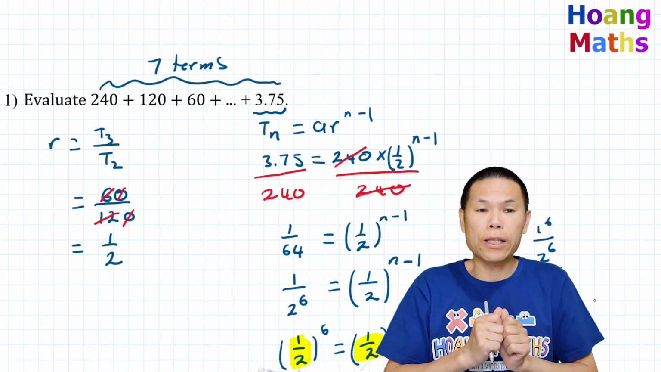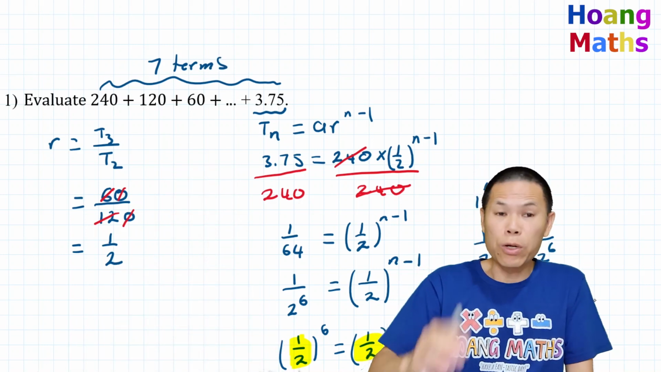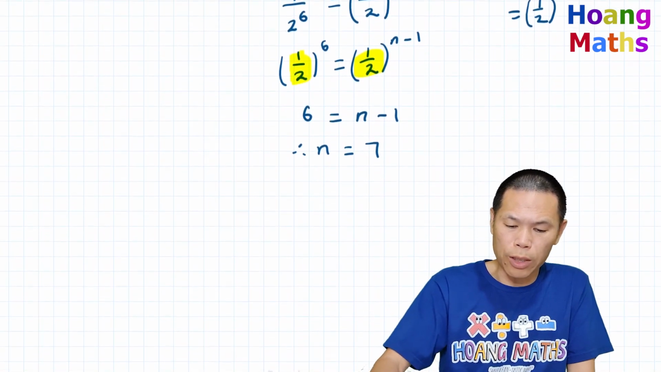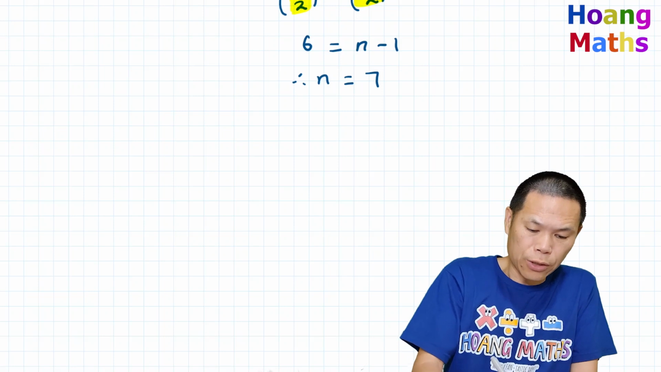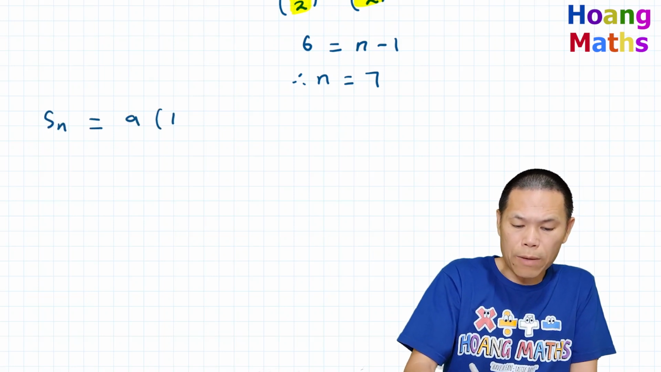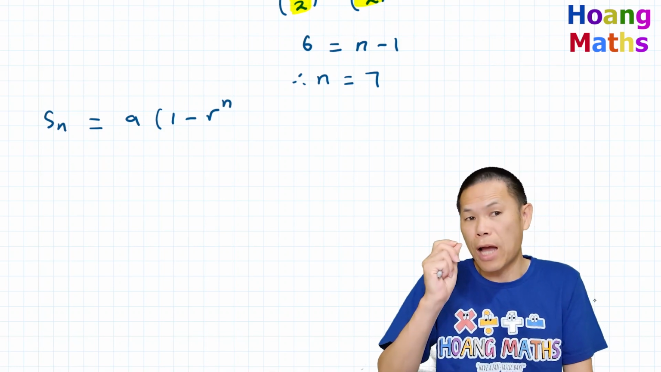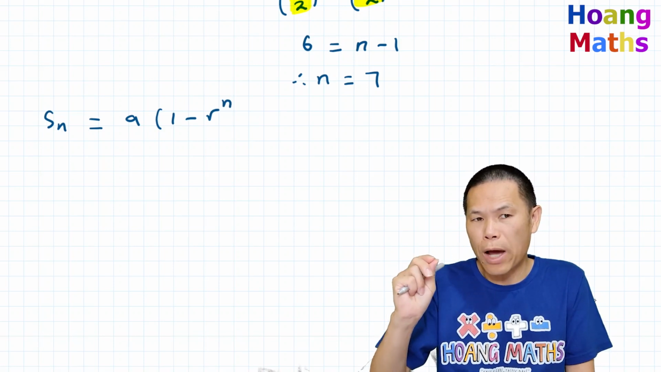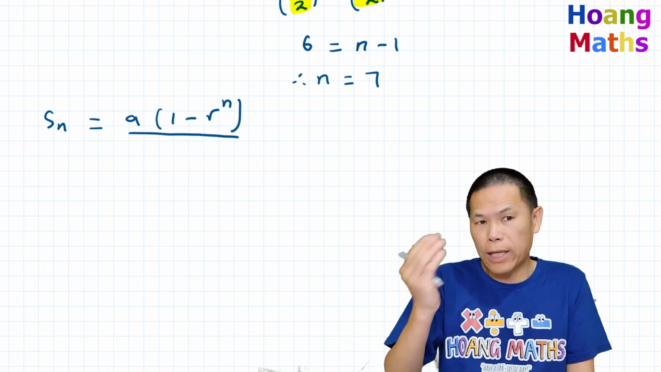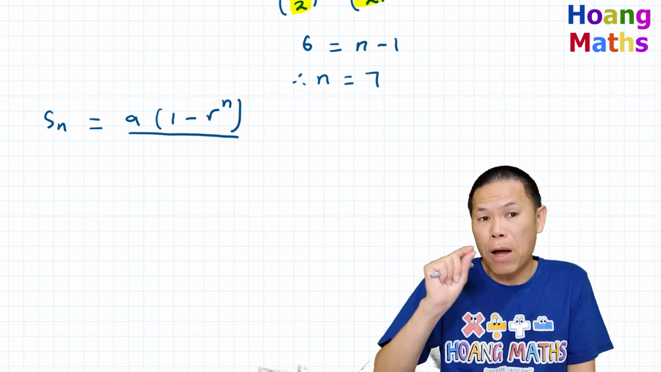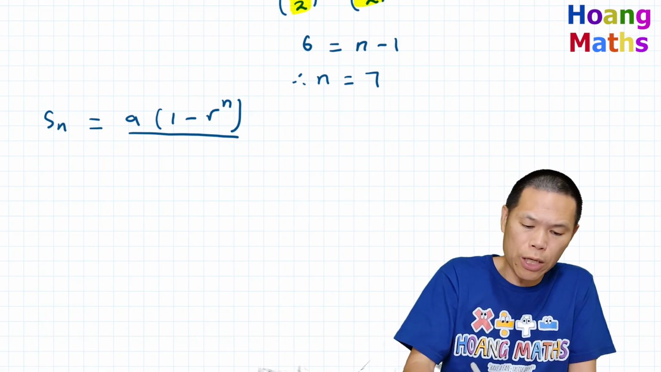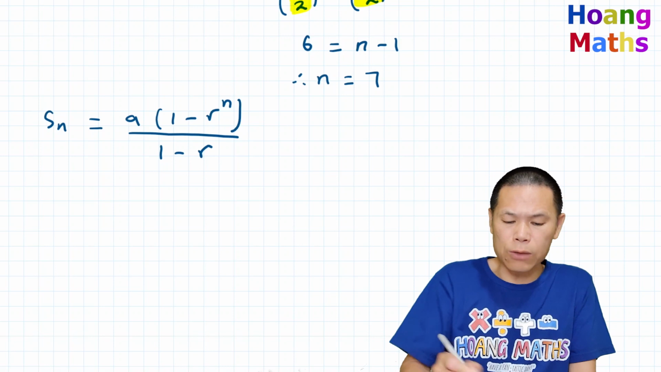So we just need to find the sum of the first 7 terms. And we know that r is less than 1. This means that we have to use this formula here. Let me write this down. S of n equals a times 1 minus r to the power of n, over 1 minus r. Because r is between negative 1 and 1, we have to use this formula. If r is more than 1 or less than negative 1, we use r to the power of n minus 1 instead of 1 minus r to the power of n. Okay, keep that in mind. Of course, the denominator is 1 minus r as well.